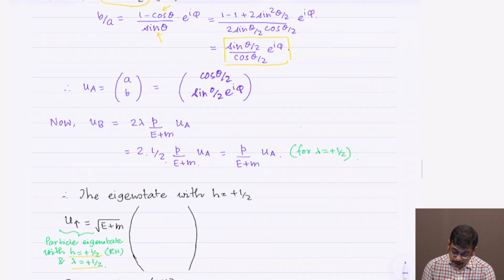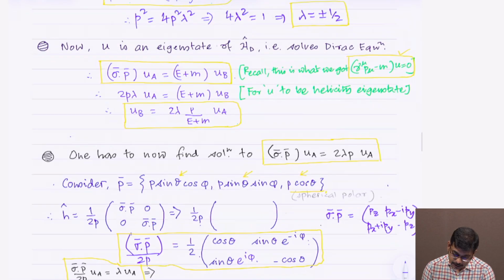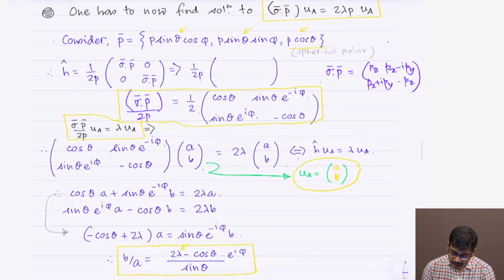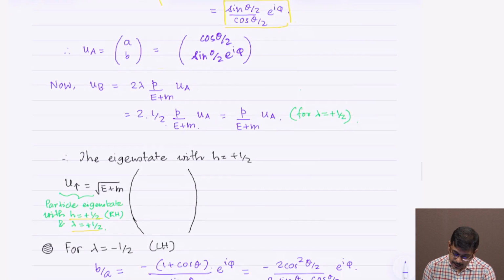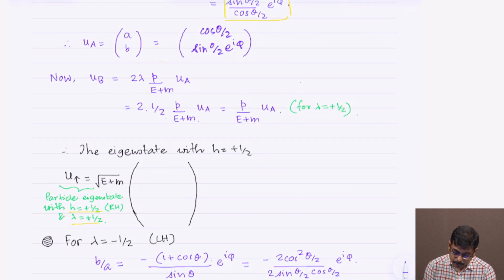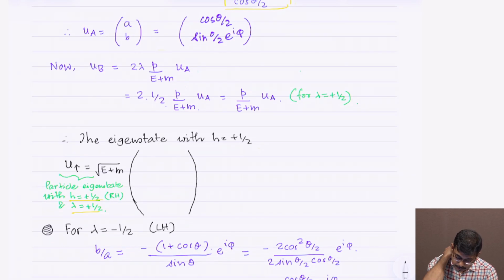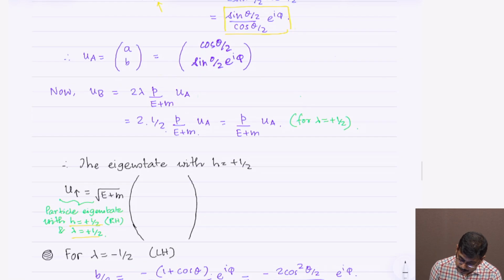And then we adhere to this equation that UB has to be equal to 2 lambda P by E plus M into UA, right. So, therefore, I can say that UB will be, for lambda equal to half, simply P by E plus M into UA. So, that gives me the full U up matrix, which is actually for the lambda equal to plus half case, and that will simply become what?